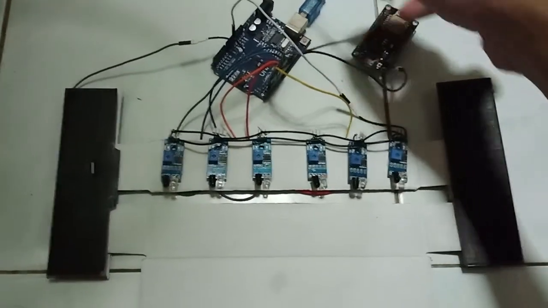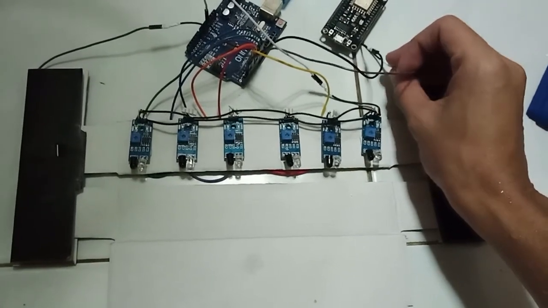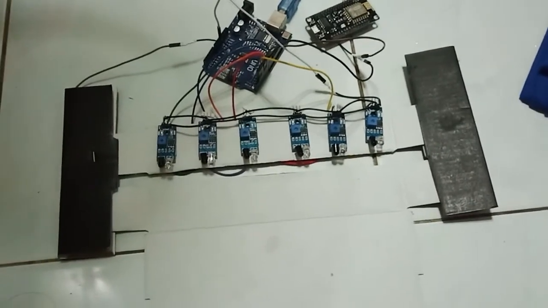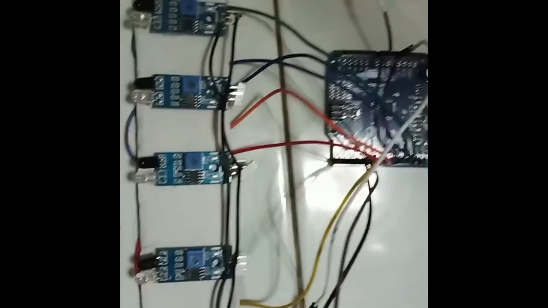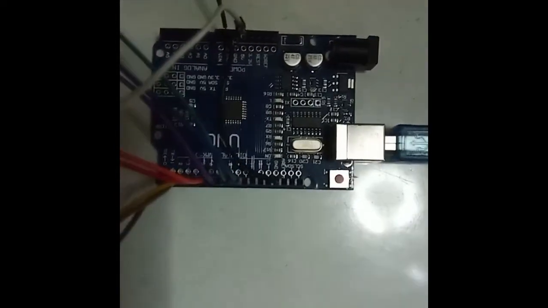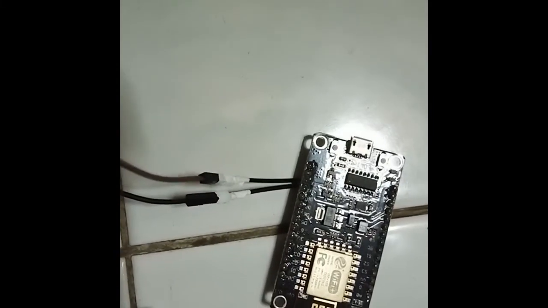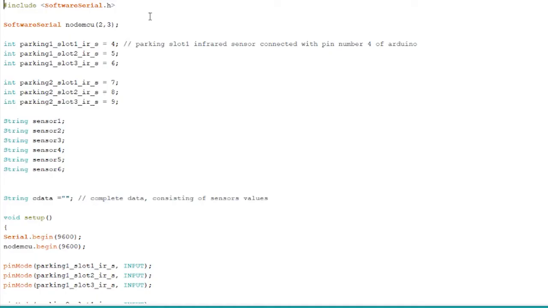So inside here we use 6 infrared sensors to detect the car and give the indicator that the parking slot is occupied. After that, this is the circuit that we use inside this project. After that, I'll be presenting the Arduino parking code.